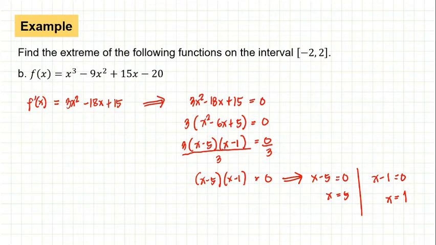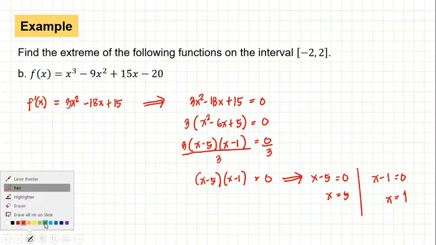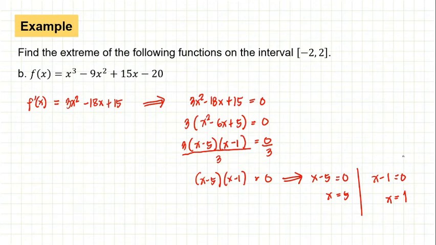However, we need to take only those critical points that is within the given interval. Now, in this case, 5 is already beyond 2. So, therefore, we will not consider x equal to 5. So, we will not take this one. Instead, we will only take x equal to 1 since 1 is an element of the given interval. So, x equal to 1 will only be our critical point.